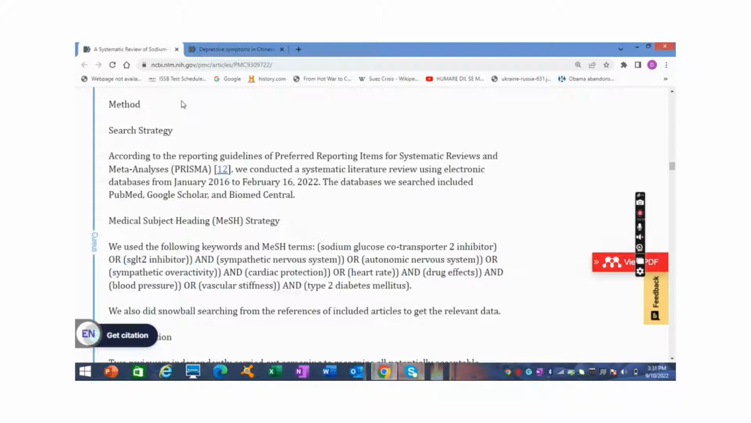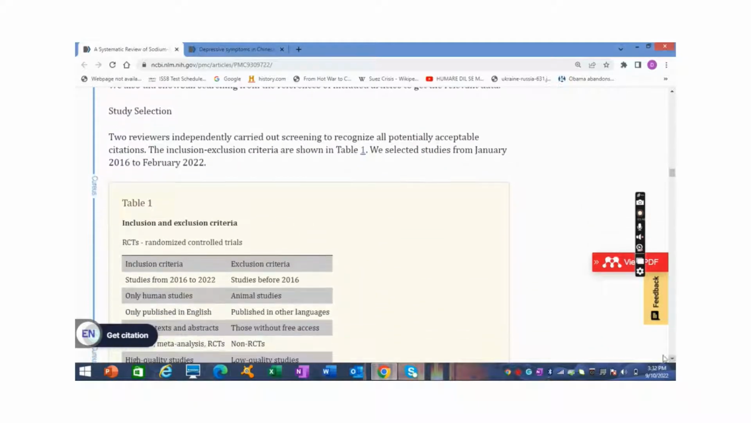So in this, see this method includes the search strategy. Like see, according to the PRISMA, we conducted a systematic review using electronic databases from January 16 to February 2022. So it is describing the databases searched: PubMed, Google Scholar, BioMed. Here it is again telling you what MeSH terms did we use. This is the method. I'm describing the method. How did I collect the data? This is the study selection. Two reviewers independently studied the acceptable citations we included. This is my inclusion exclusion criteria. It describes what kind of studies did I include and what kind of studies did I exclude.